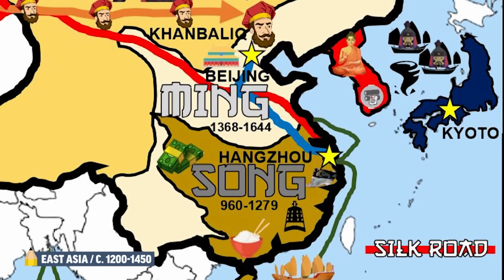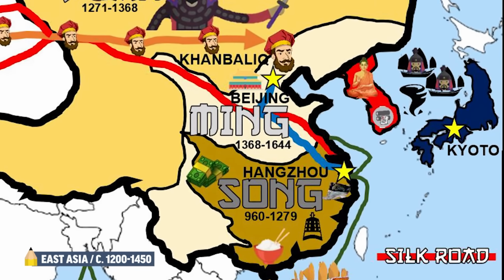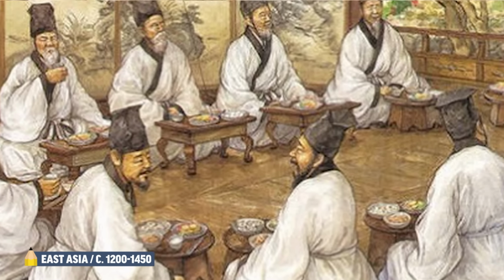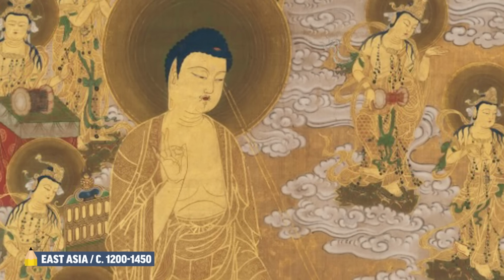Okay, there are 2 more things to focus on for East Asia. First, everybody is copying China. I mean, they're the biggest economy on Earth until 1900, so game recognizes game, am I right? The big stuff to focus on here are things like filial piety, which is just a fancy word for respecting your elders. That's a main tenet of Neo-Confucianism, which spread along with Buddhism to Korea and Japan.